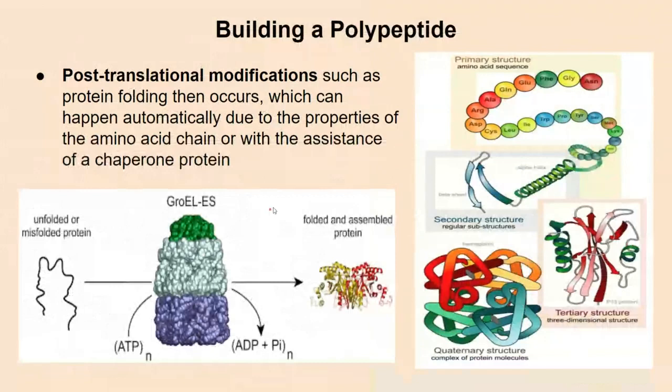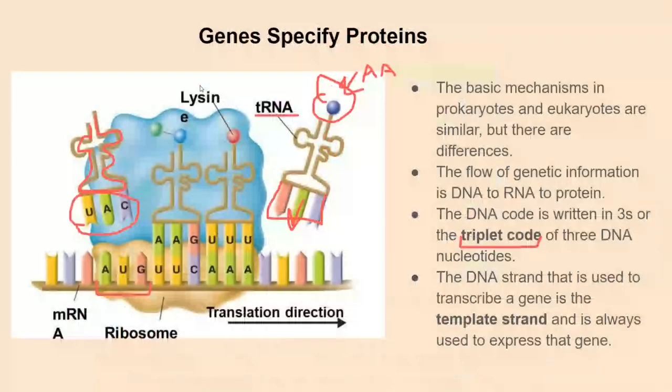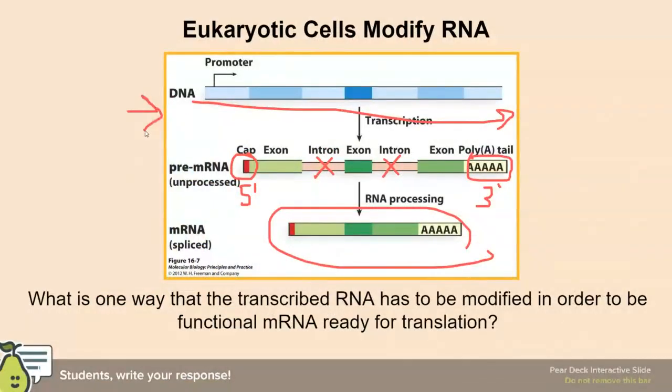All right, now we have a completed polypeptide chain, but it's still not a protein yet. It's still not functional. There are post-translational modifications that need to happen. Now, don't get confused between post-translational and post-transcriptional. Post-transcription modifications look like this. So if there's a test question asking about post-transcription, I'm talking about excising introns and adding a 5' cap and a 3' poly A tail.